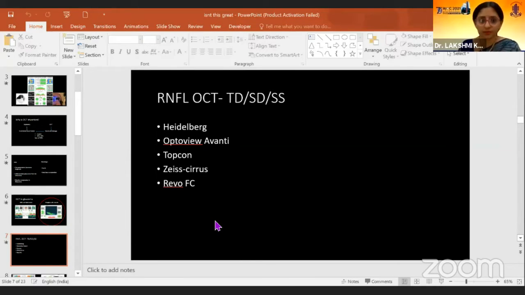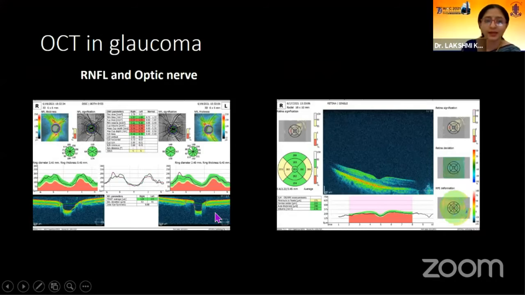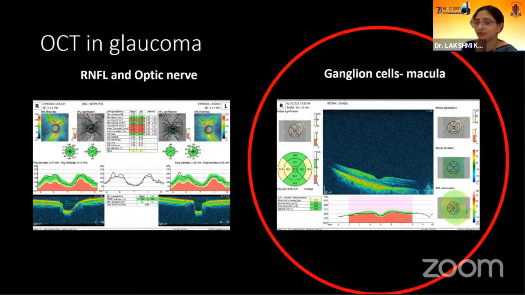As I was saying, it has distinct uses and advantages. The OCTs that we use in glaucoma are RNFL OCTs and ganglion cell and macular OCTs. But the ganglion cell layer analysis is not done so much simply because it is a very sensitive test, in that it can diagnose glaucoma, but it's not a very specific test for glaucoma. Now coming to the topic at hand, RNFL OCT.